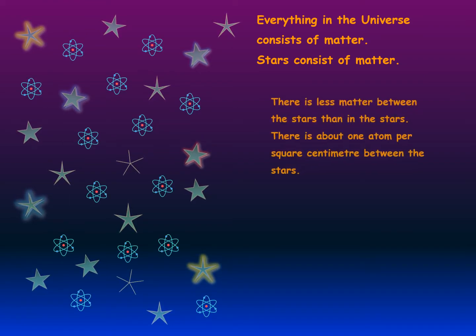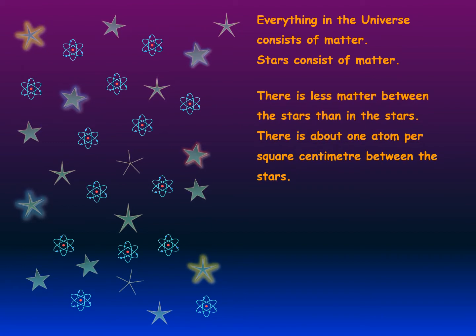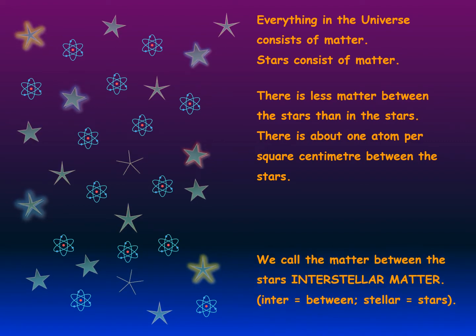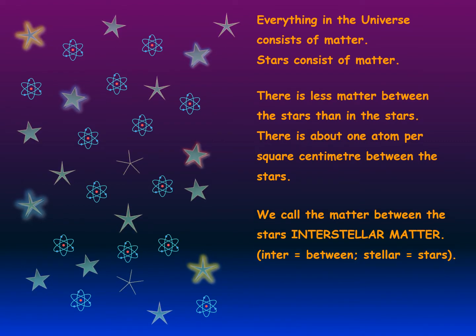There is less matter between the stars than in the stars. There is about 1 atom per square centimeter between the stars. That is very few atoms. We call the matter between the stars interstellar matter. Inter means between, and stellar means stars. A star is born or formed from interstellar matter.